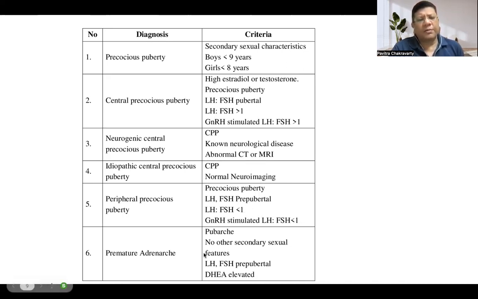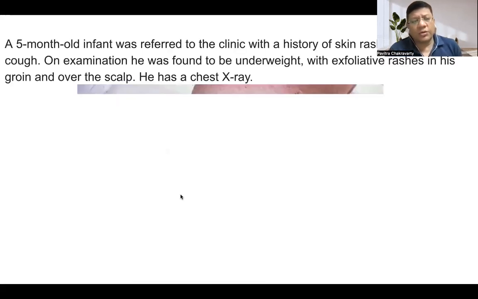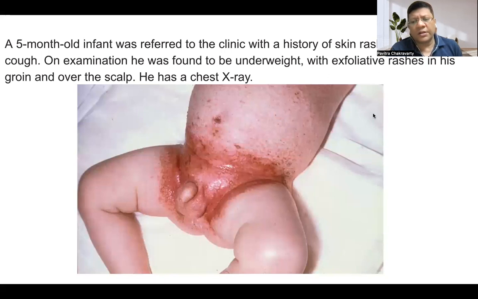Premature adrenarche, pubarche, no other secondary sexual characters, and DHEA is elevated, dehydroepiandrosterone. And obviously the LH and FSH are not increased. So it's worth going through this in detail. I hope you find this interesting.